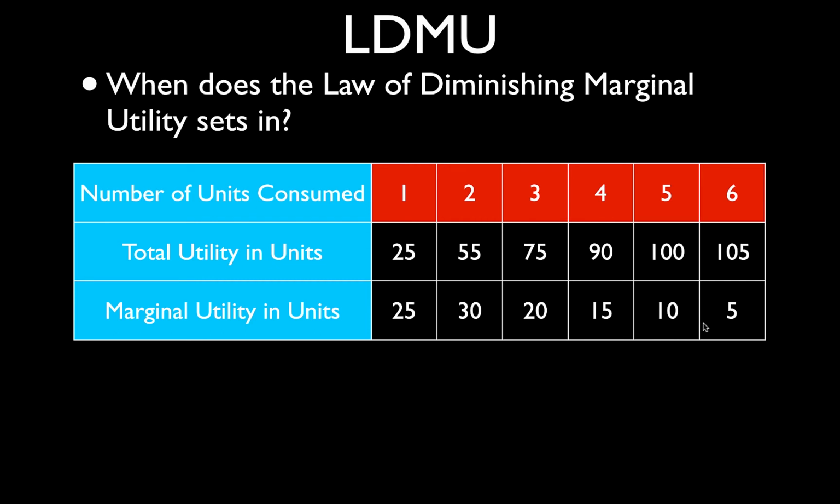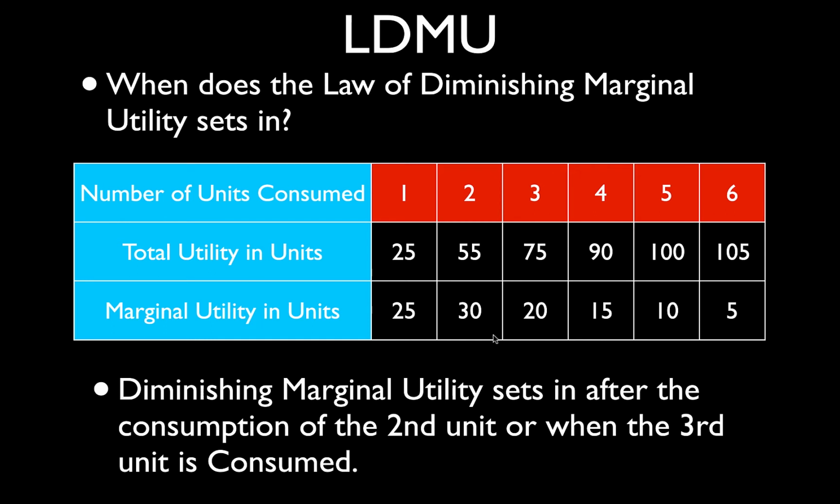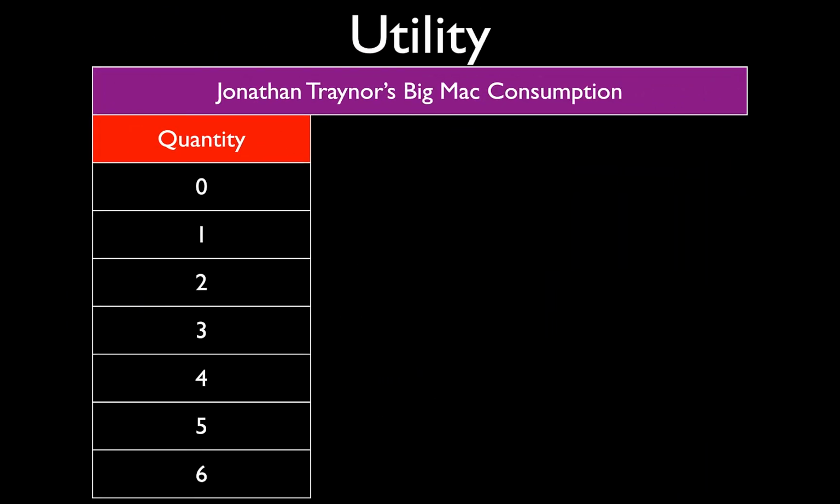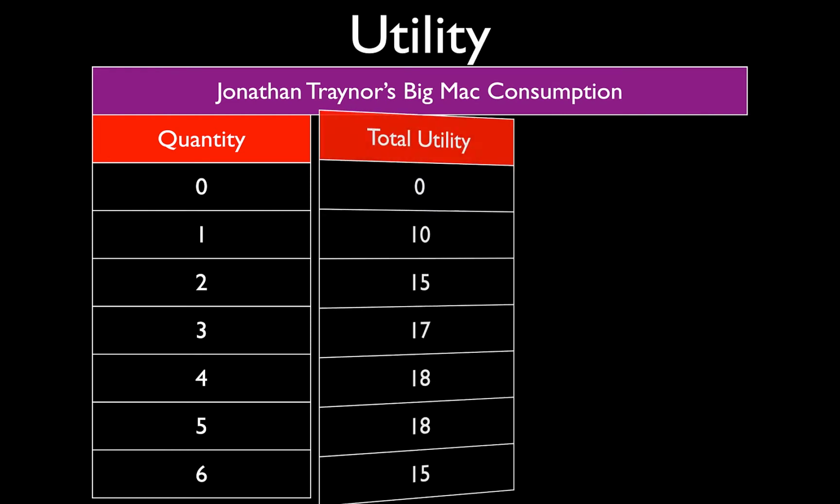So when does the law of diminishing marginal utility set in? It sets in after the second unit, or on the third unit. Okay, that's when it sets in. All marginal utility is saying is that it's the extra happiness you get from consuming one extra unit of a good, and the law of diminishing marginal utility says that eventually a point will be reached when the extra happiness you get will diminish, will decline, will fall. The third unit only gave me 20 utils of happiness when the second unit gave me 30. That's what it's saying.